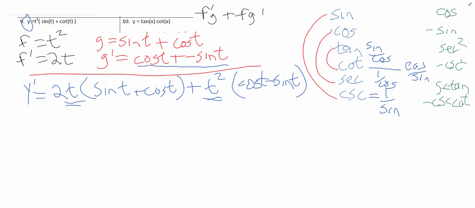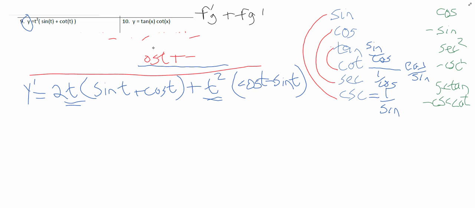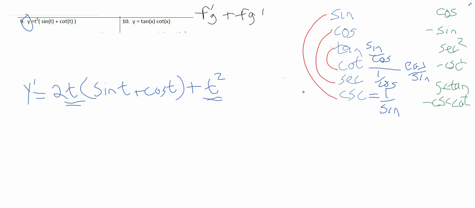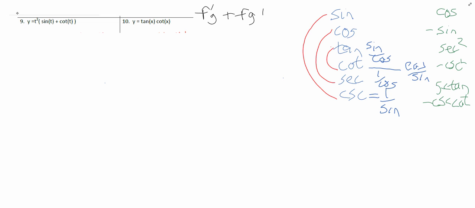Okay, let's take a look at number 10, because it looks like it could be a pretty complicated product rule. But let's just write everything out in terms of sine and cosine, which is a pretty good technique to try before you even start a problem, because sometimes things will simplify. Let's see if this is the case.